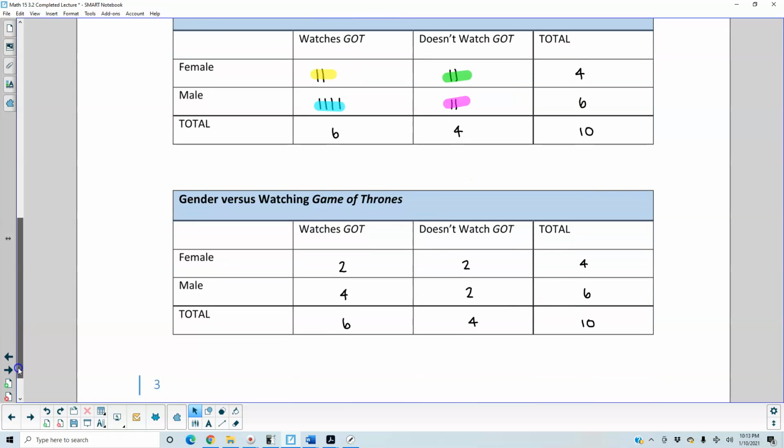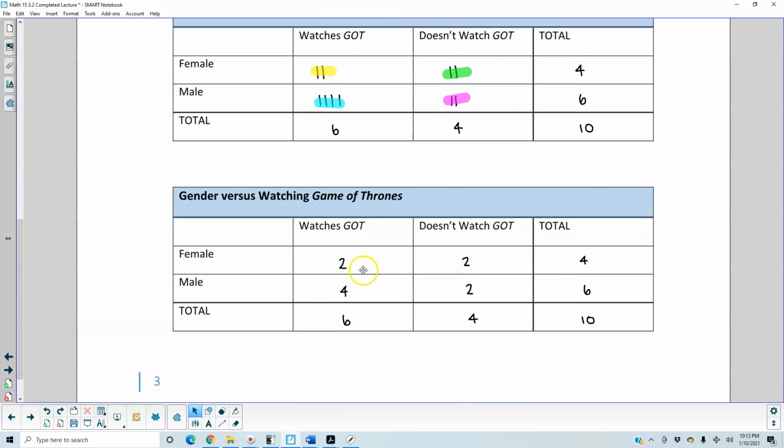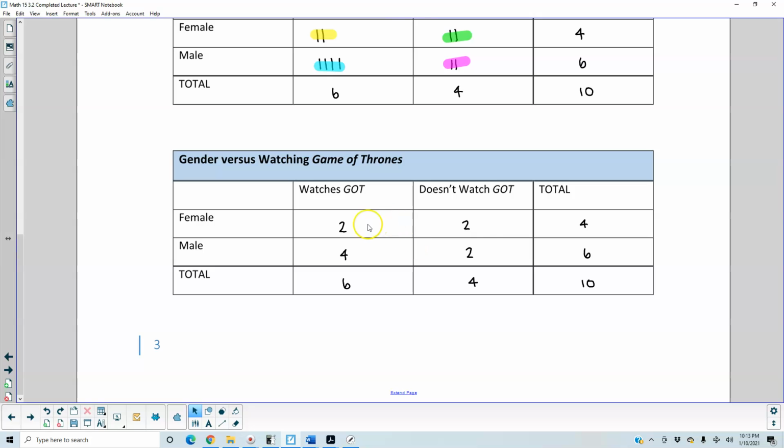So now what we can do is we can put them in a numerical representation. So rather than using these lines for tallying, we can put the numbers in there. So we have 2 for female that watches, 4 for male that watches, 2 for female that doesn't watch, and then 2 for males that doesn't watch. And therefore, this is considered our two-way table.